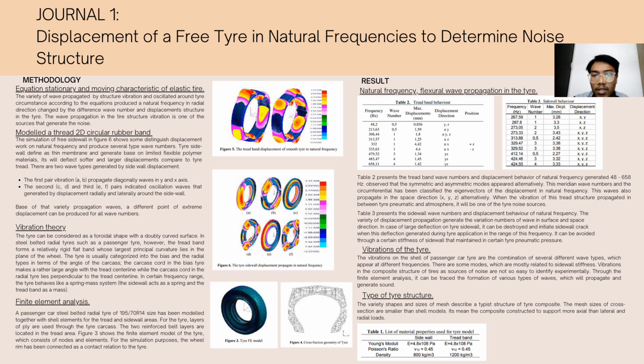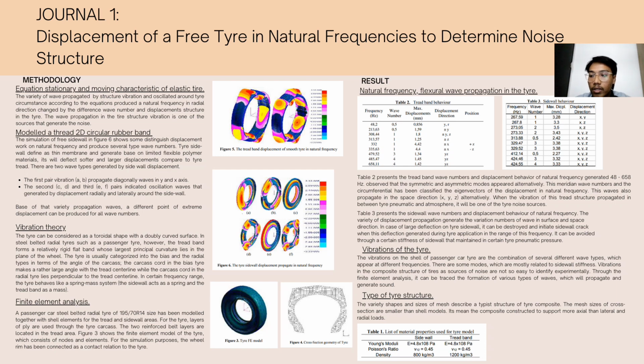The tire can be considered a toroidal shape with double curved surfaces in steel-belted radial tires such as a passenger tire. However, the tread band forms a relatively rigid flat band whose largest principal curvature lies in the plane of the wheel. Tires are usually categorized as bias and radial. In a certain frequency range, the tire behaves like a spring-mass system. The vibration theory explains how the tire behaves when it moves over a bump.